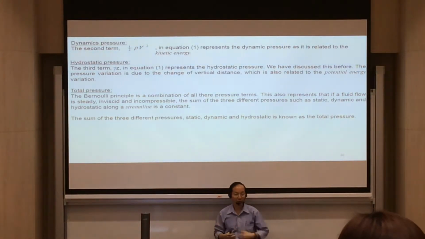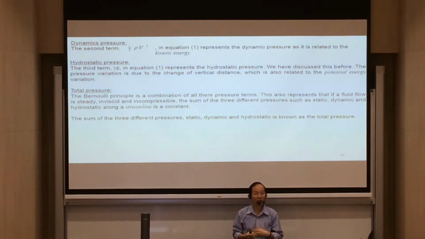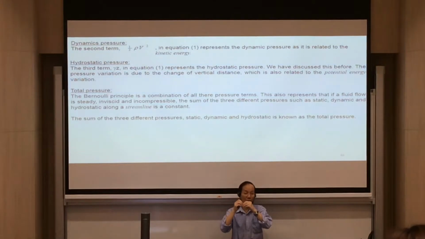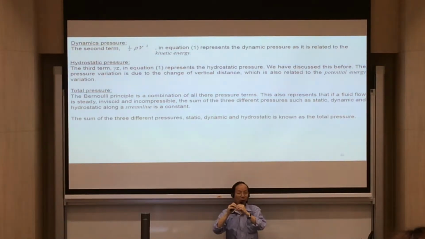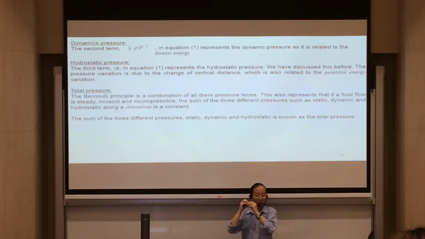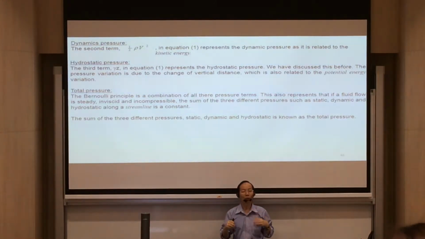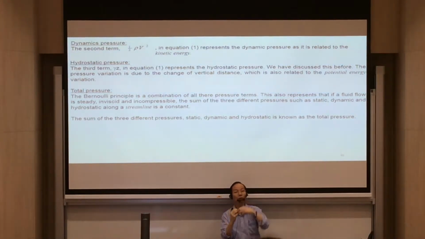Then we have gamma Z. The last term is hydrostatic pressure. By virtue of the point of reference inside the flowing fluid, it has a certain pressure called the hydrostatic pressure, or sometimes it's related to the potential energy term. Any energy due to the height is potential energy. Any energy due to flowing, any moving, is kinetic energy.